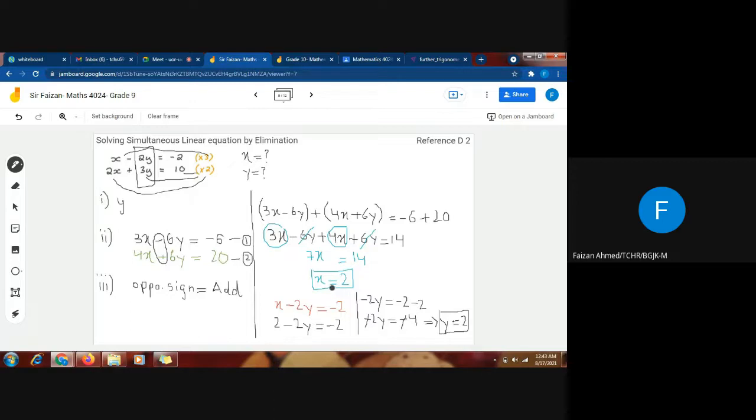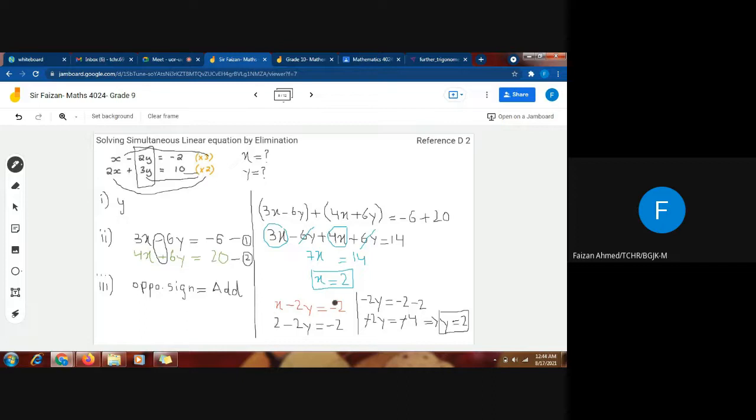And since now I have the value of x, I will just put it in equation 1 or 2. It's up to me. I am choosing equation number 1. Equation number 1 is x minus 2y equals minus 2. I just have to put the value of x equals 2. So I have put x equals 2, minus 2y as it is, equals minus 2. Now this is positive 2 since there is no sign, so this is positive 2.